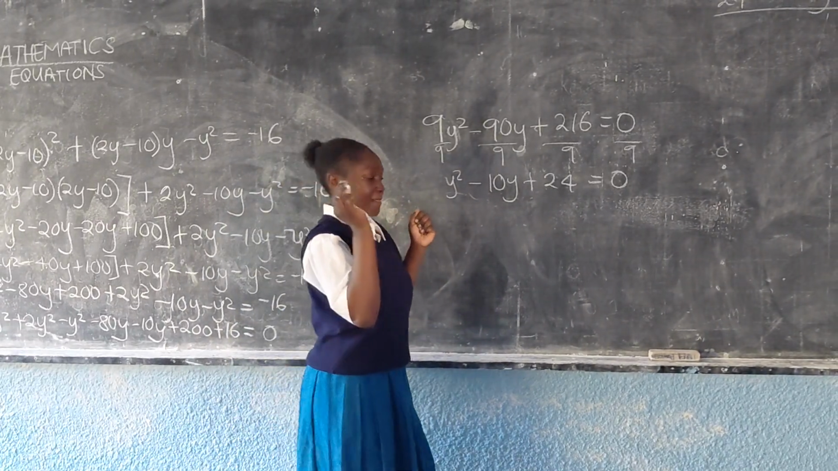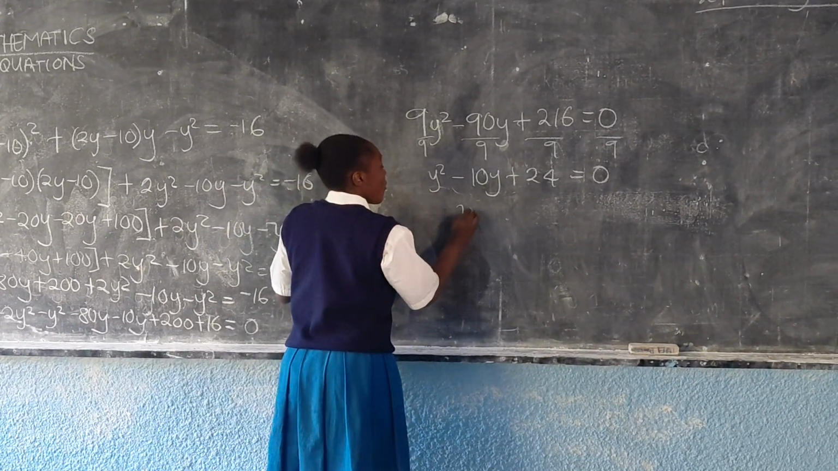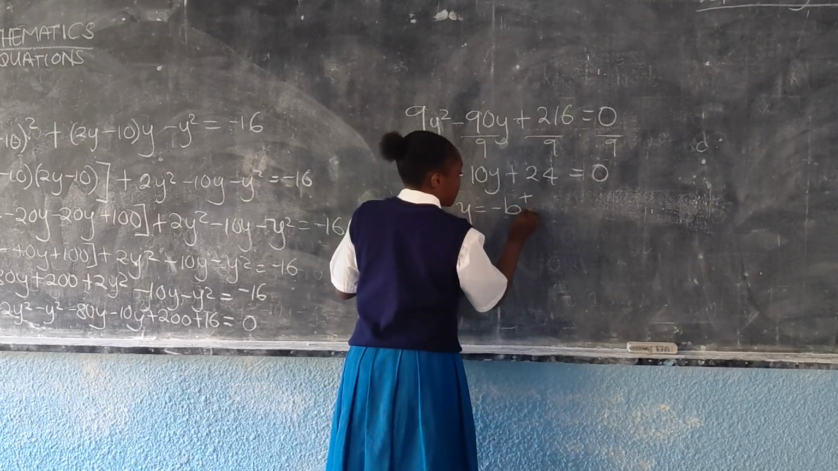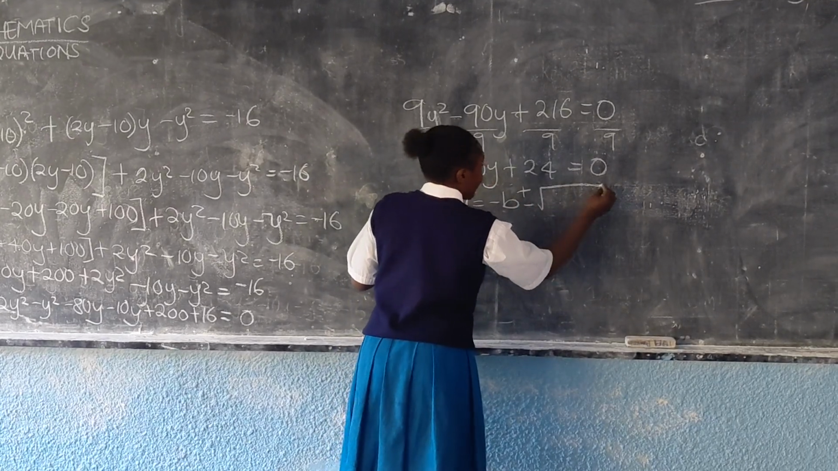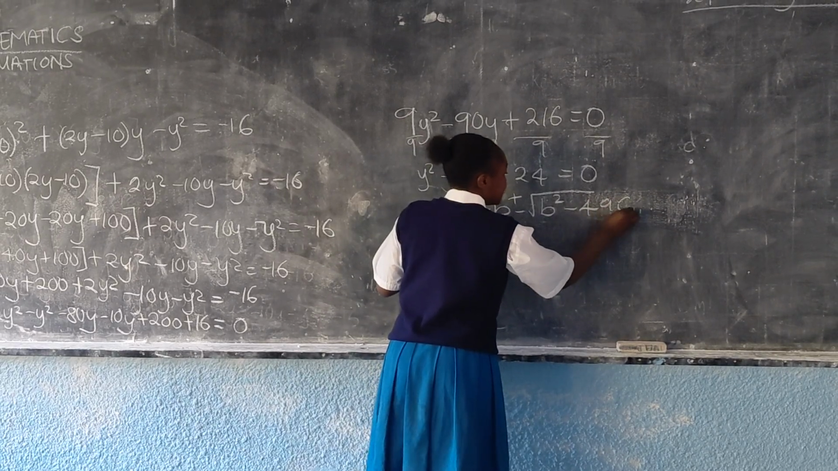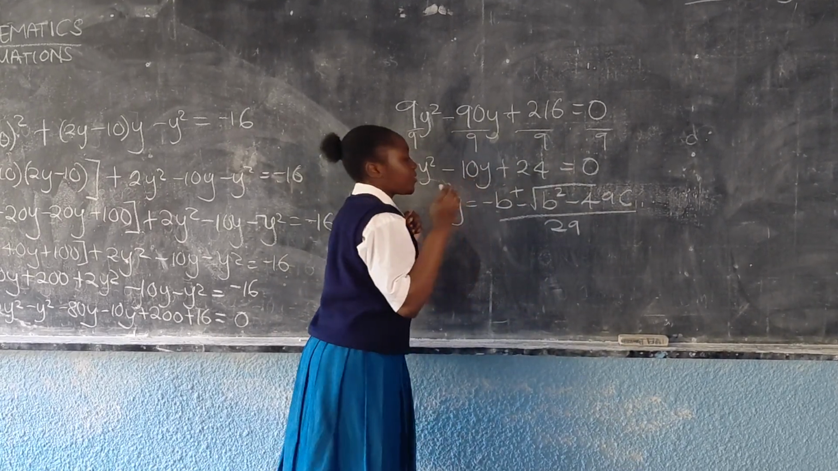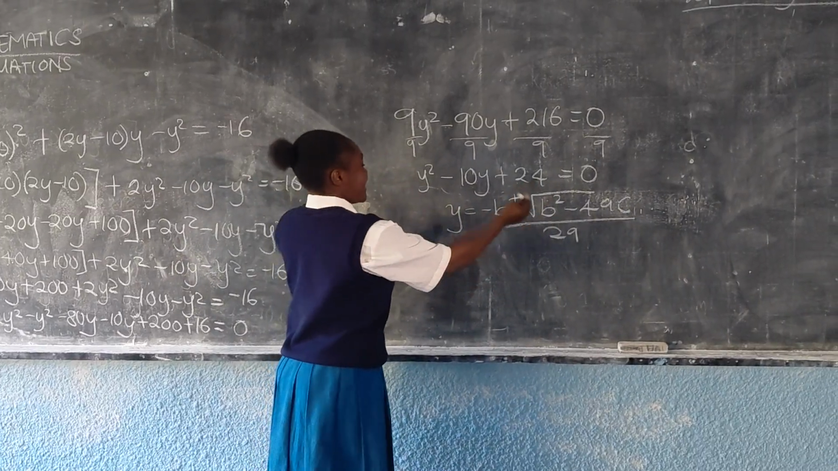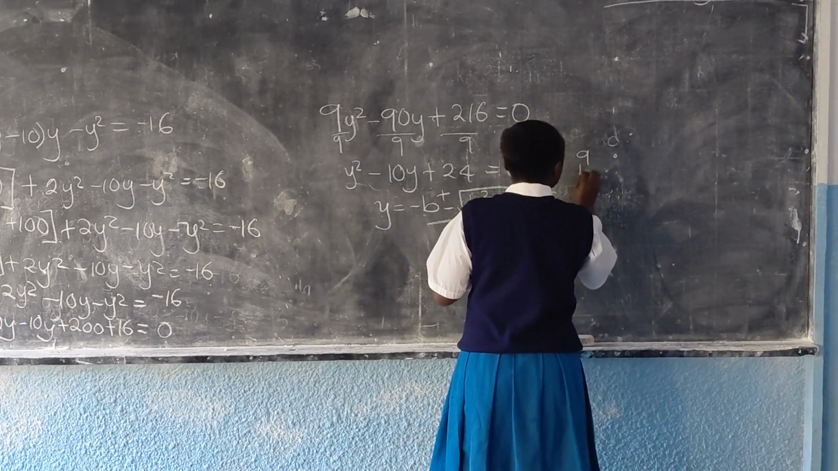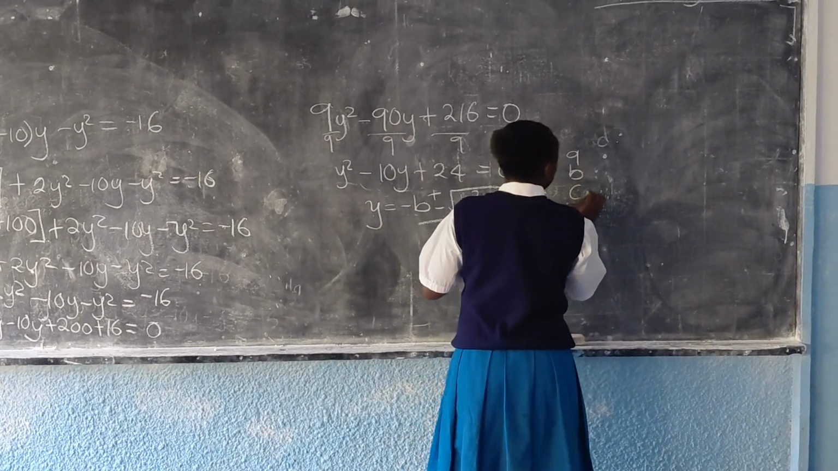But in this presentation, I'm going to use the quadratic formula, which is y is equal to negative b, positive or negative square root of b squared minus 4ac, all divided by 2a. Don't be confused because of the a, b, and c that you're seeing. We're going to get these values from this quadratic equation.